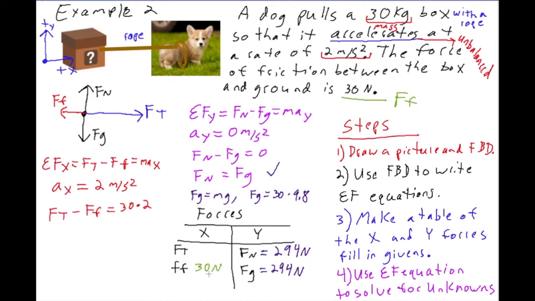Now that I know what my force friction is, I can plug it into my net force equation in the x direction and solve for force tension. I find out that force tension minus force friction, which is 30, is equal to 30 times 2, mass times acceleration, which is 60. I'm going to add the 30 over to the other side, and I get force tension equals 90 newtons.